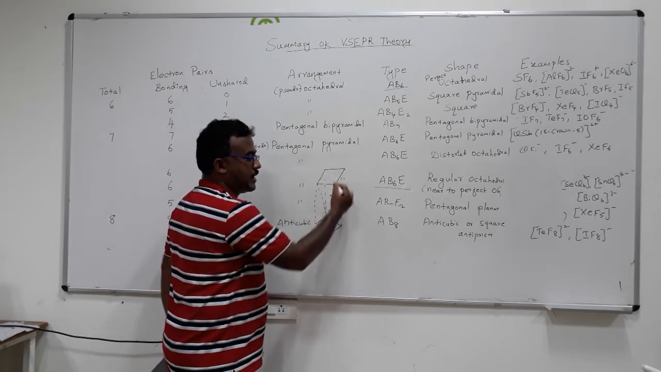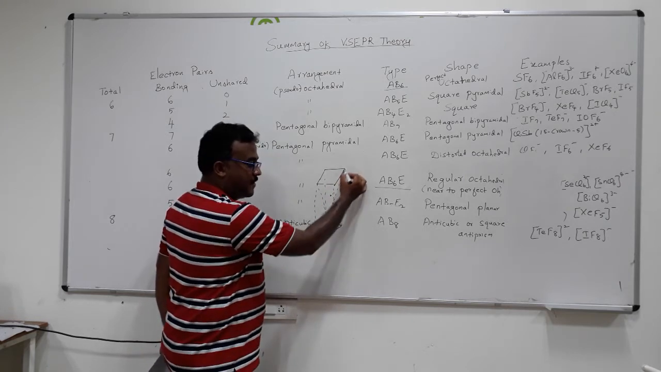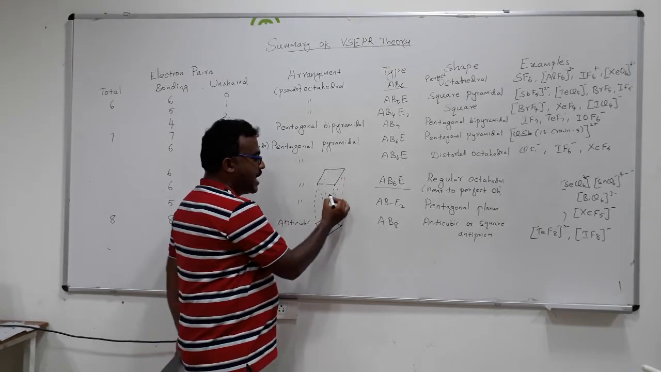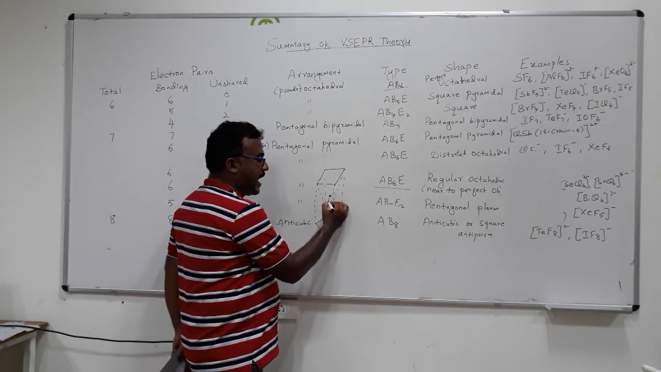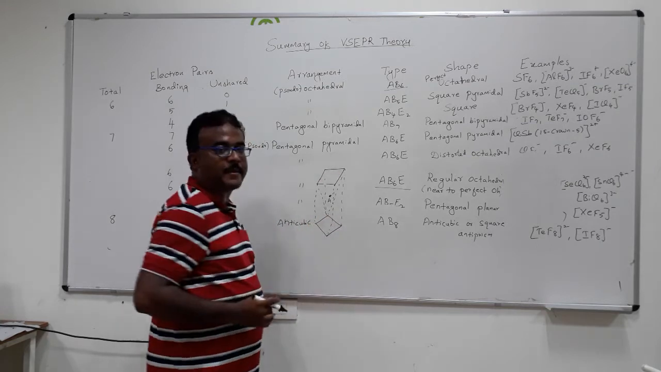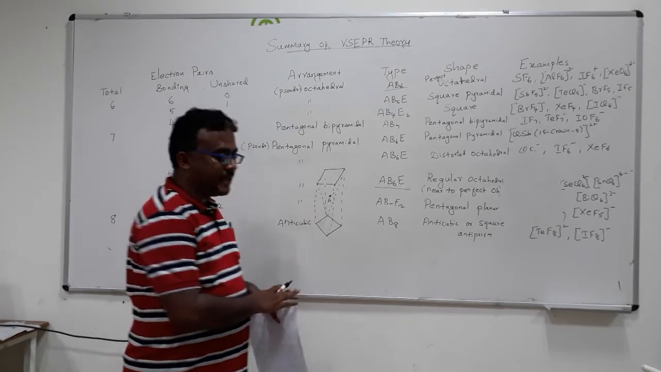If you connect it, it should form a triangle. If it forms a triangle in that way and you connect it, you get a square antiprism. In the center you keep A, with each corner having B. Then the geometry will be called a square antiprism.